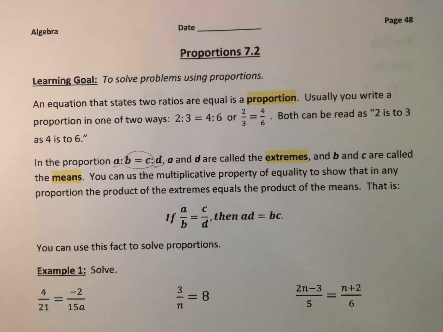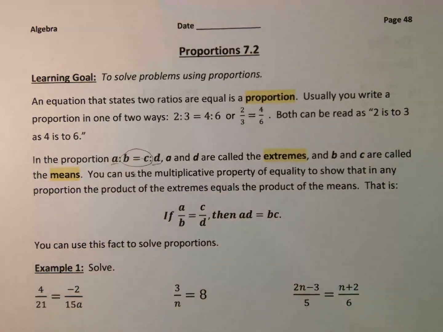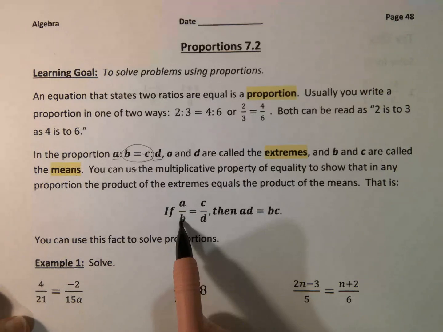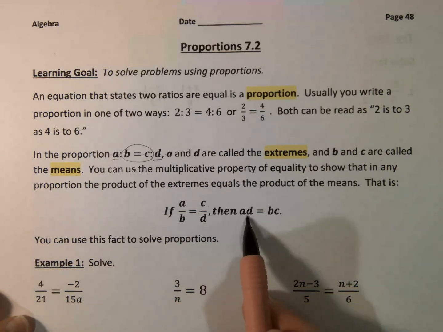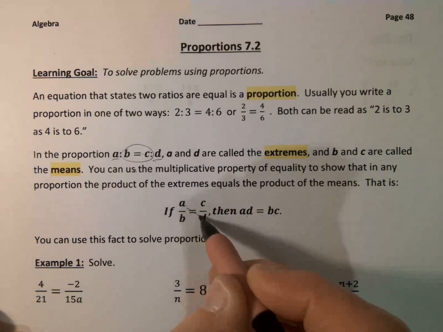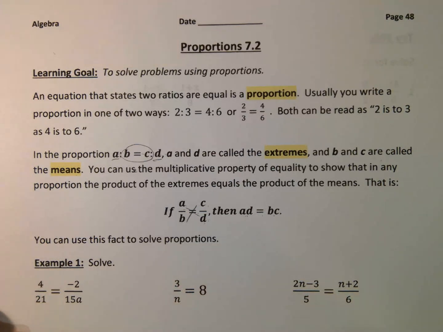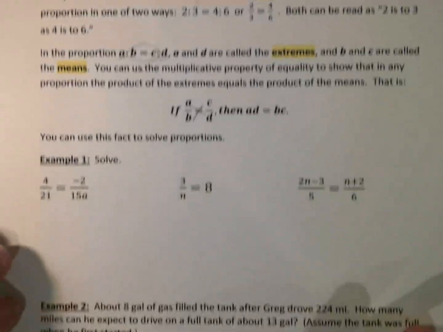Okay, and you can use them. You can use the multiplicative property of equality, which just means you're allowed to multiply both sides of an equation by the same thing. The multiplicative property of equality shows that in any proportion, the product of the extremes equals the product of the means. Okay, so if A is to B as C is to D, then A times D is equal to B times C. And this is basically just cross products. Okay, if I do cross products, AD is equal to BC. So you can use this fact to solve proportions.